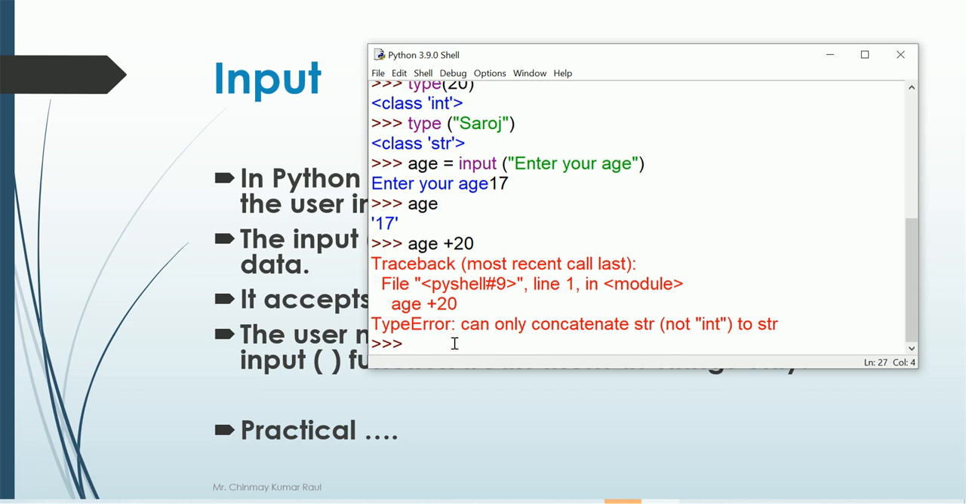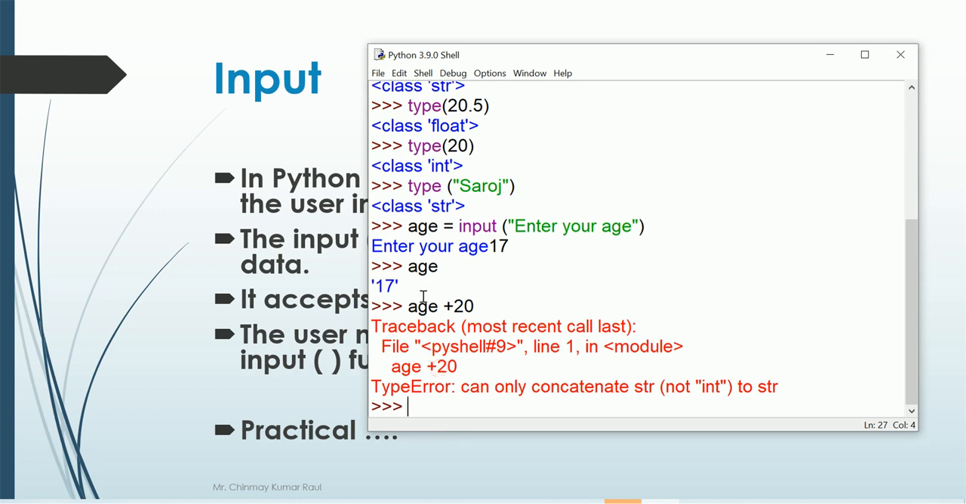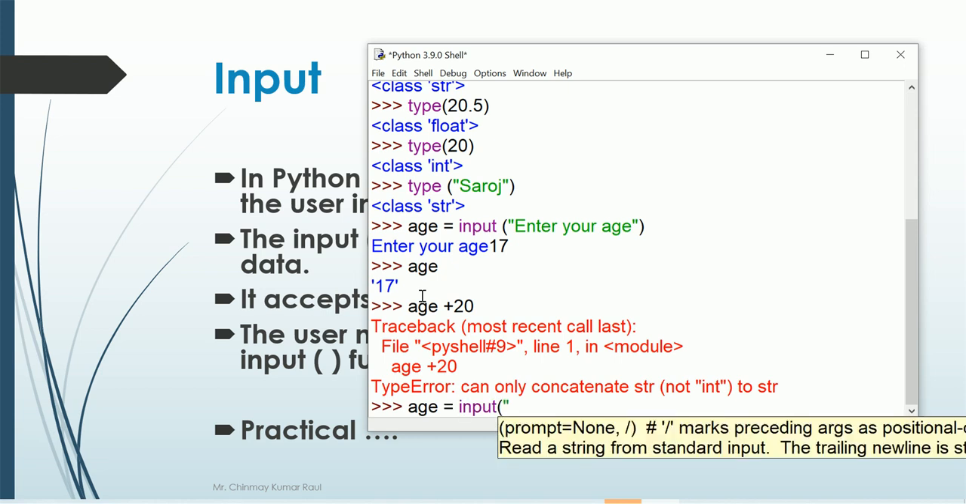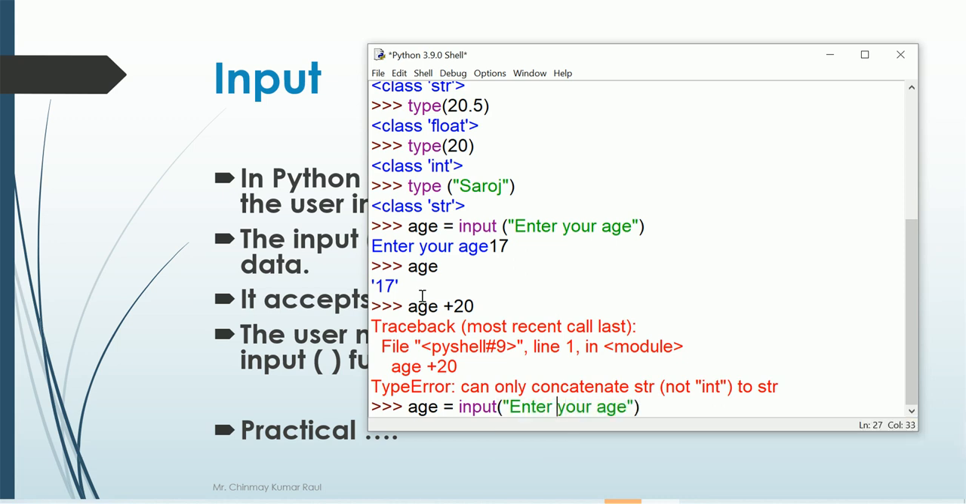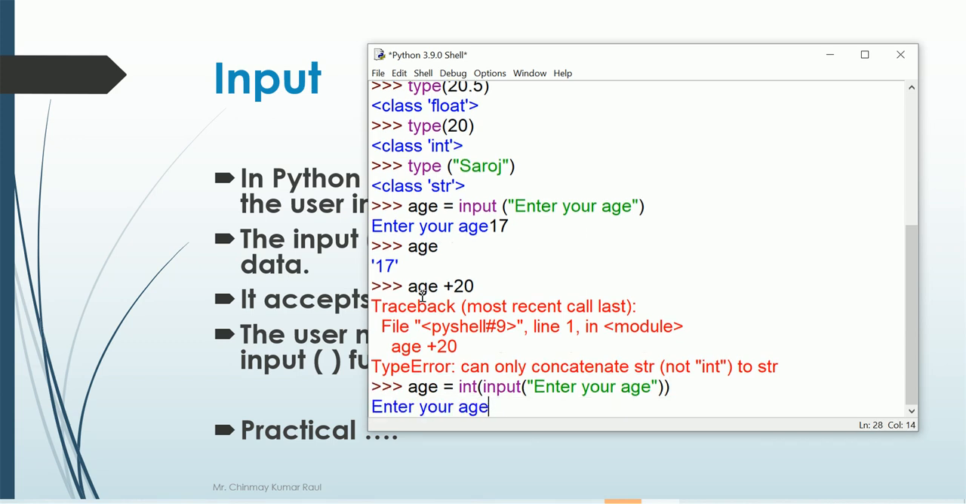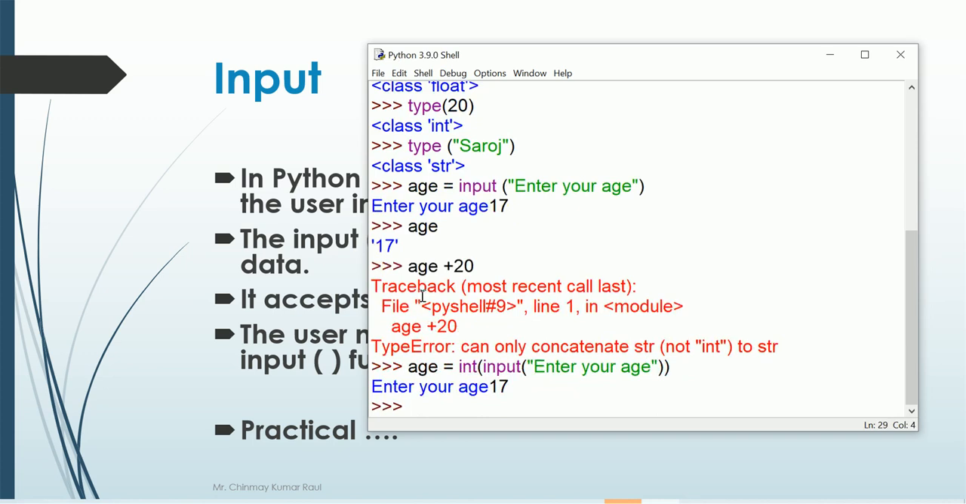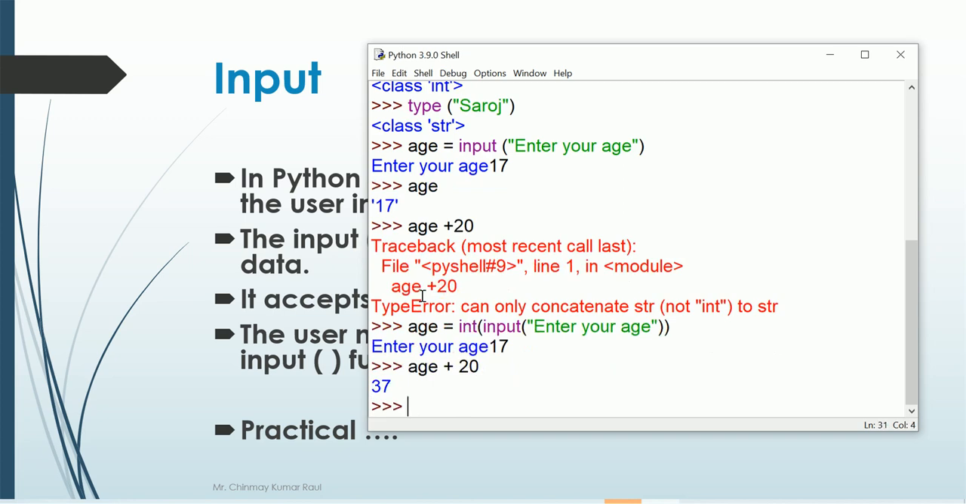So how can this problem be solved? This problem can be solved with type conversion. Okay, whatever text we are entering, enter your age, and this age should be converted into integer type. Now whatever data you are giving will be converted into integer type. Enter your age 17. Now it is okay. Then I can do any numeric operation with the age. Now it is here 17 plus 20 equal to 37.